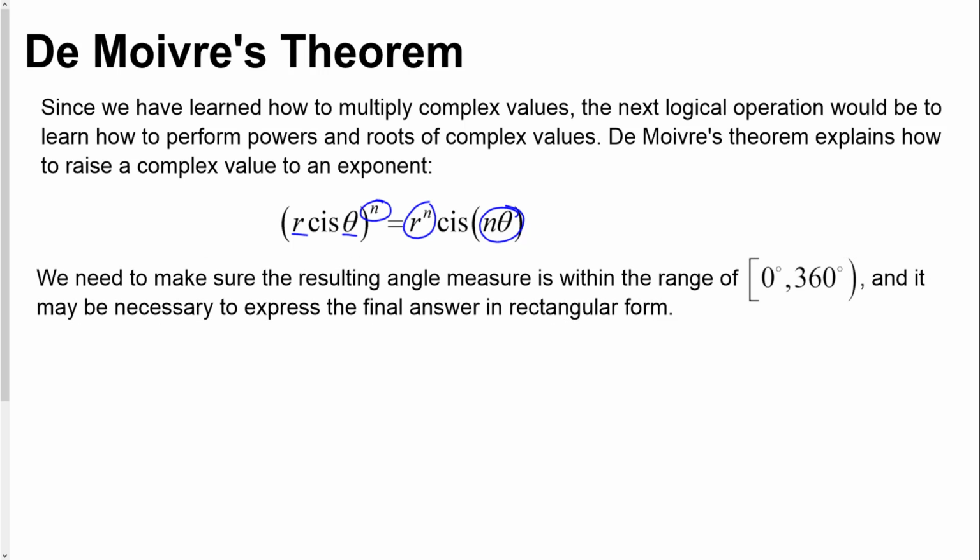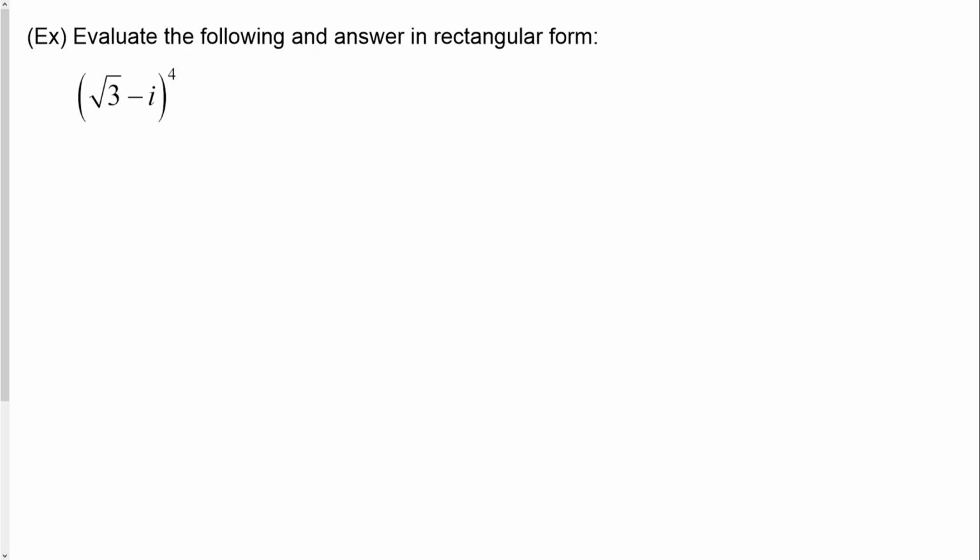So we need to make sure the resulting angle measure is within the range of 0 degrees to 360 degrees, or 0 to 2 pi, whichever angle set you're using. And it may be necessary to express the final answer in rectangular form. So let's start off with an example. Evaluate the following and answer in rectangular form.